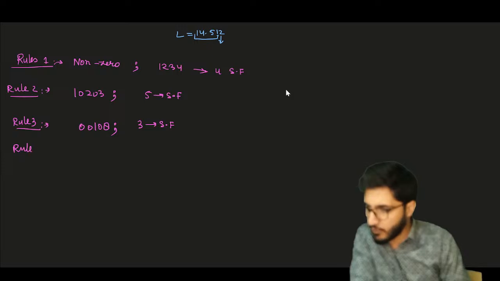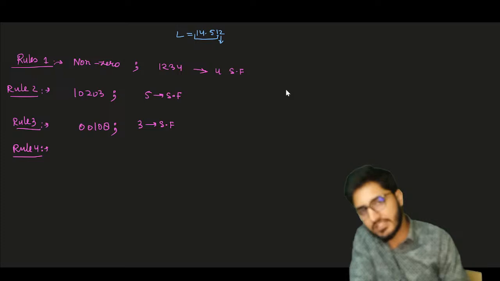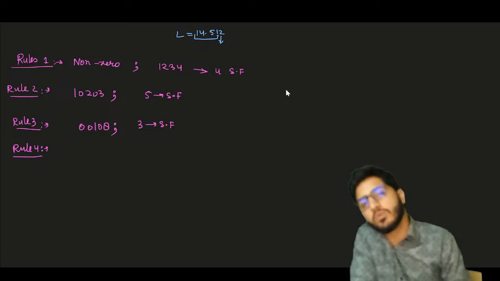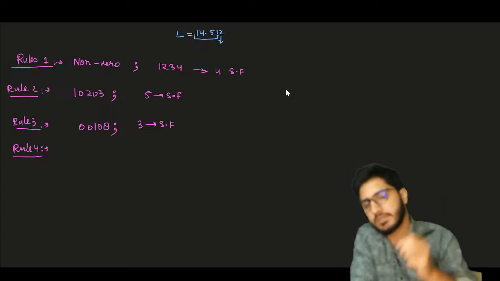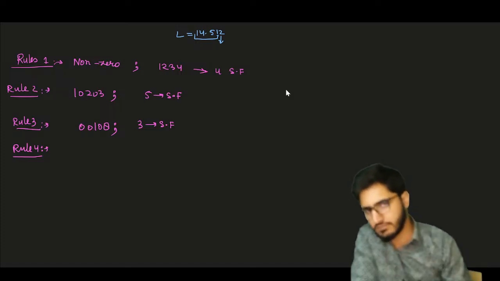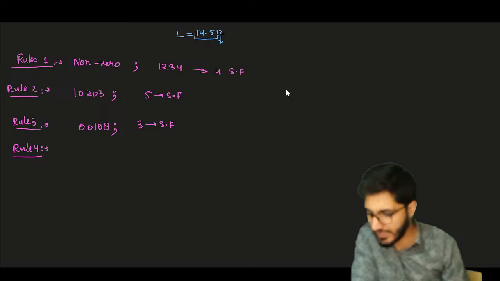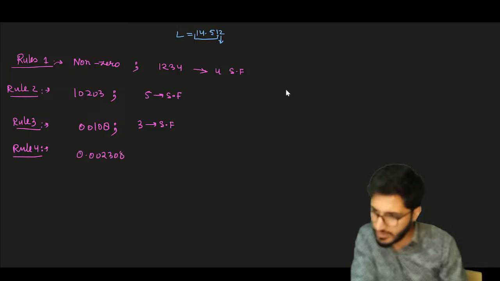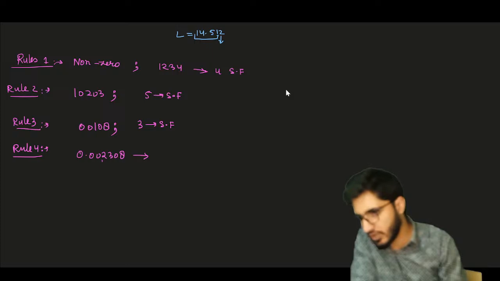Rule number 4: if my number is less than 1, a very small number, I can write it as 0.002308. How many significant figures are present? Only 1, 2, 3, 4, four significant figures.